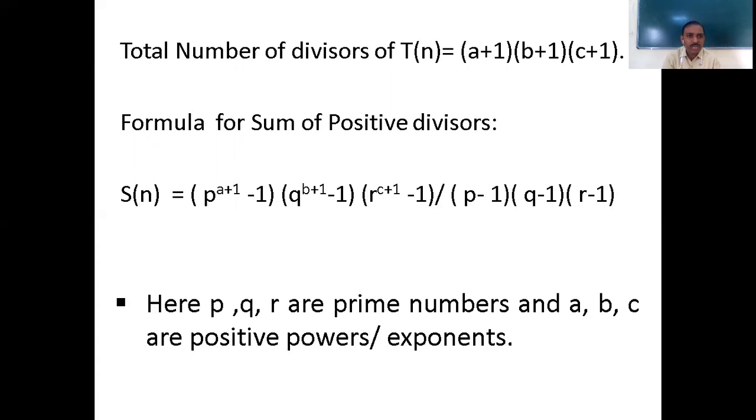In the same way, we have the formula for the sum of positive divisors. Sn is equal to (P raised to A plus 1 minus 1) into (Q raised to B plus 1 minus 1) into (R raised to C plus 1 minus 1) divided by (P minus 1)(Q minus 1)(R minus 1). Here, once again, P, Q, R are the prime numbers or factors, and A, B, C are the positive powers or exponents there. We have to add 1 to the positive exponents, then subtract 1, and we get the value. Let us see in the examples below.